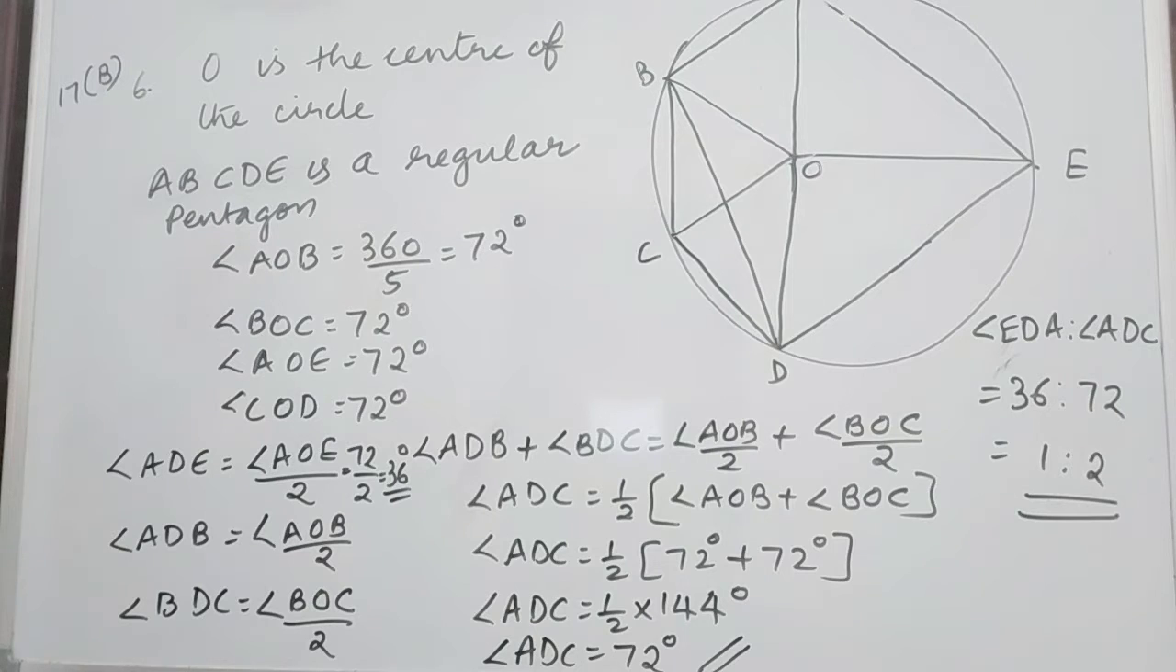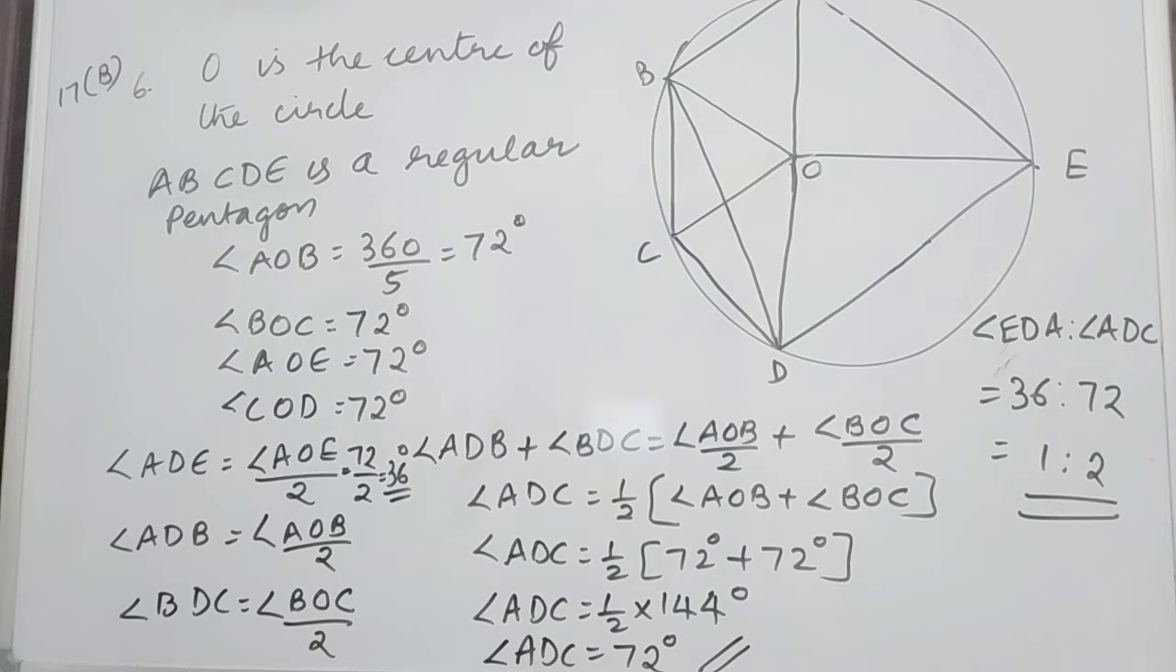We can continue exercise 17b. Now we can do question number 6. In a regular pentagon ABCDE inscribed in a circle, find the ratio between angle EDA and angle ADC. That is, we want to find out angle EDA is to angle ADC. O is the center of the circle.